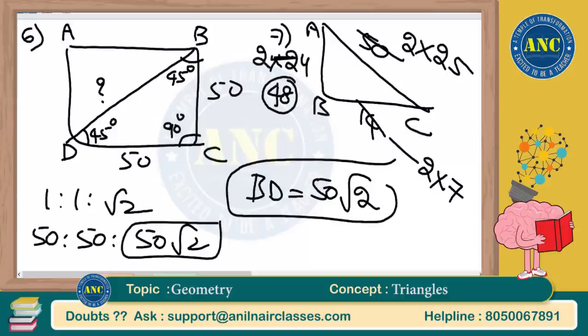Very basic questions: 30-60-90 and 45-45-90. We'll do one more basic question. I hope the idea is clear.